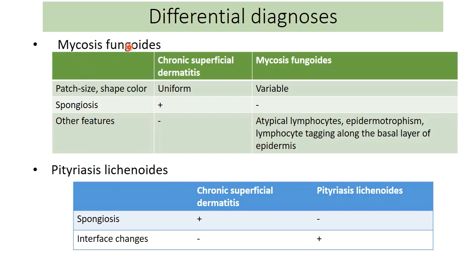Mycosis fungoides we can differentiate clinically by the presence of variable size, shape and color of the patch, which is uniform in chronic superficial dermatitis, and histopathologically the presence of spongiosis favors chronic superficial dermatitis, and the presence of atypical lymphocytes, epidermotropism and the immunohistochemical features favors mycosis fungoides. Next is pityriasis lichenoides. It will be differentiated by the presence of spongiosis. If it is present, it favors chronic superficial dermatitis, and interface changes are common in pityriasis lichenoides.